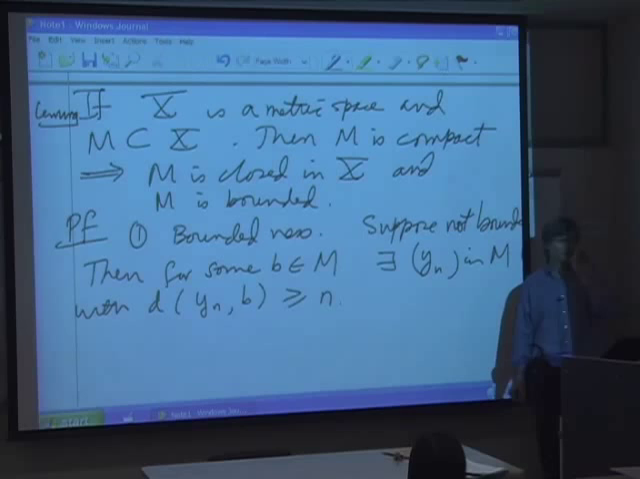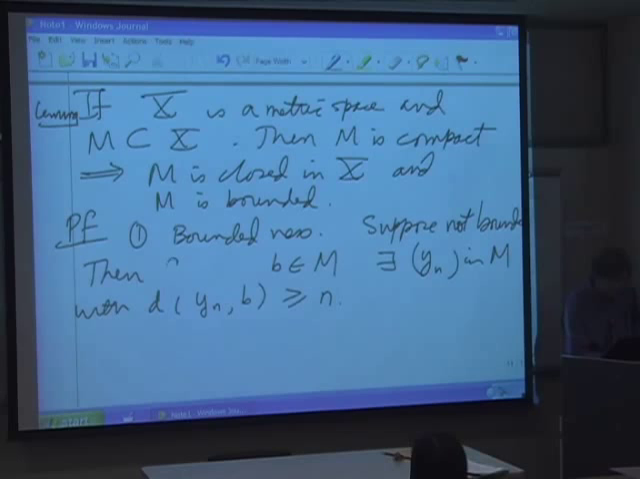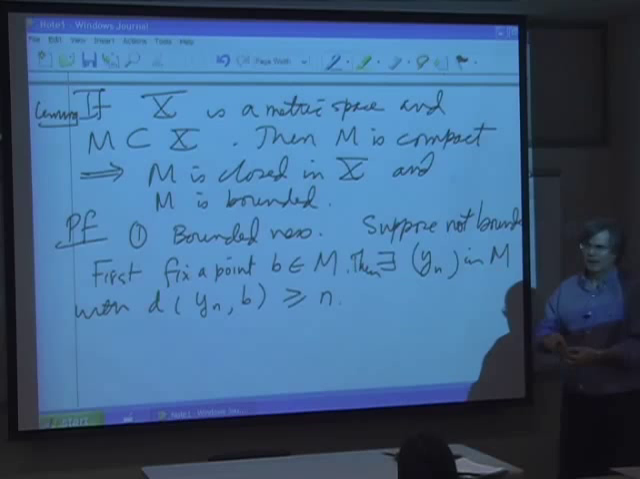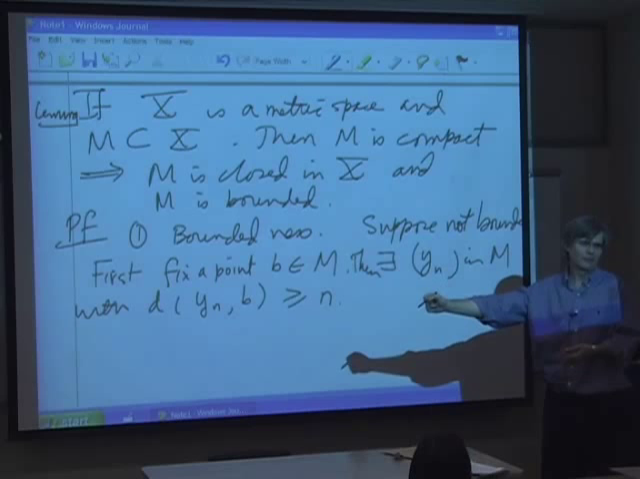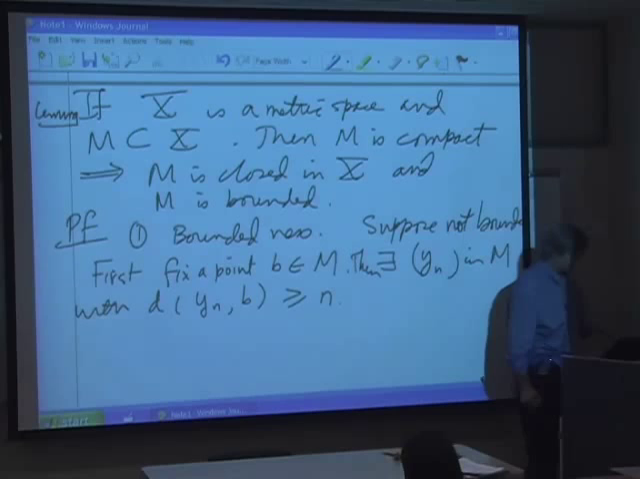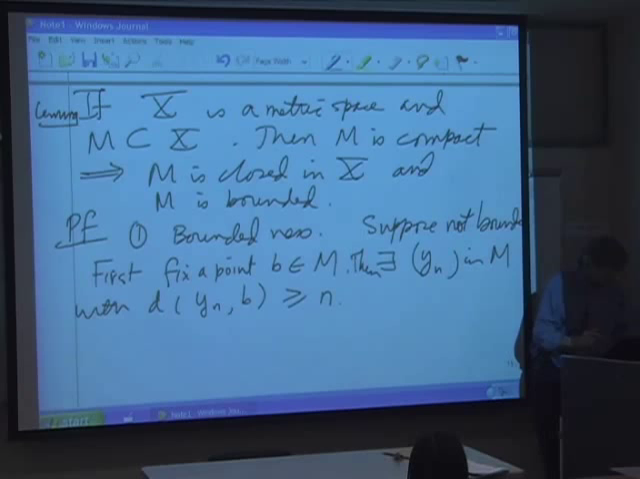If it's not bounded, fix a point b in M. Then there exists y_n in M with d(y_n, b) greater than or equal to n. If it's not bounded, then you can get arbitrarily far away from b. So you pick a point that's at least n away from b. Now you get that point. Now you can also get n plus 1 away from b. So you can just pick it directly. You don't even need to do it inductively.